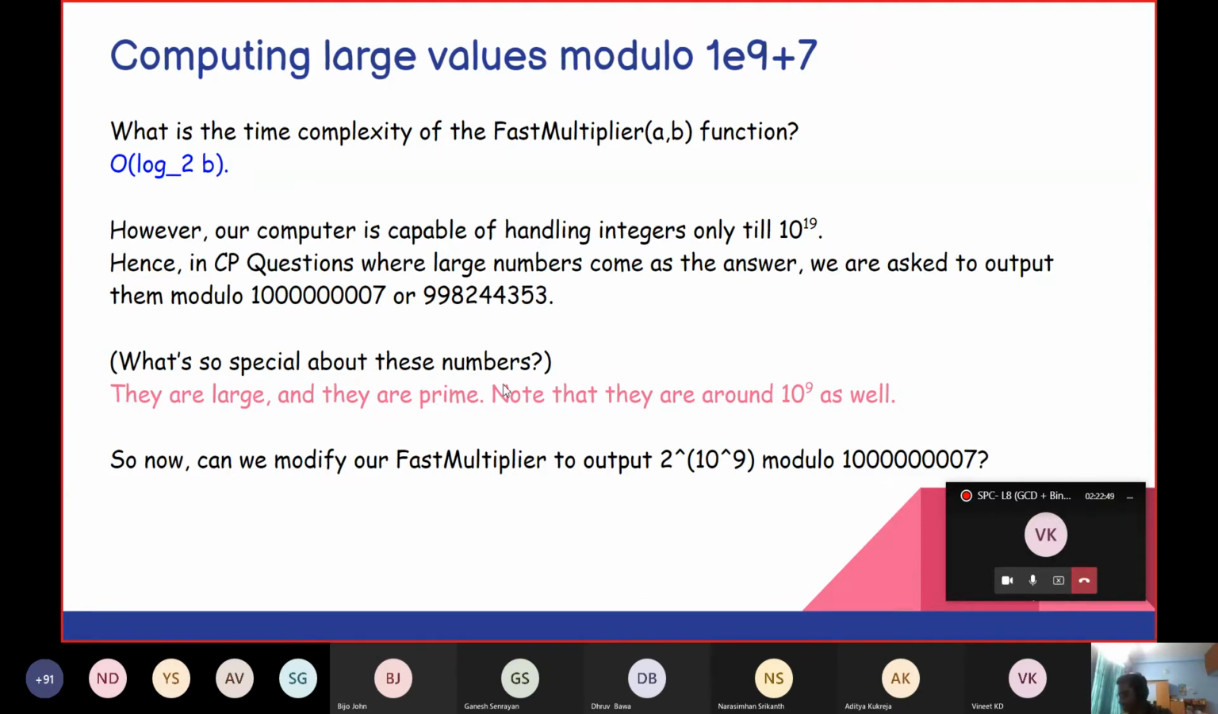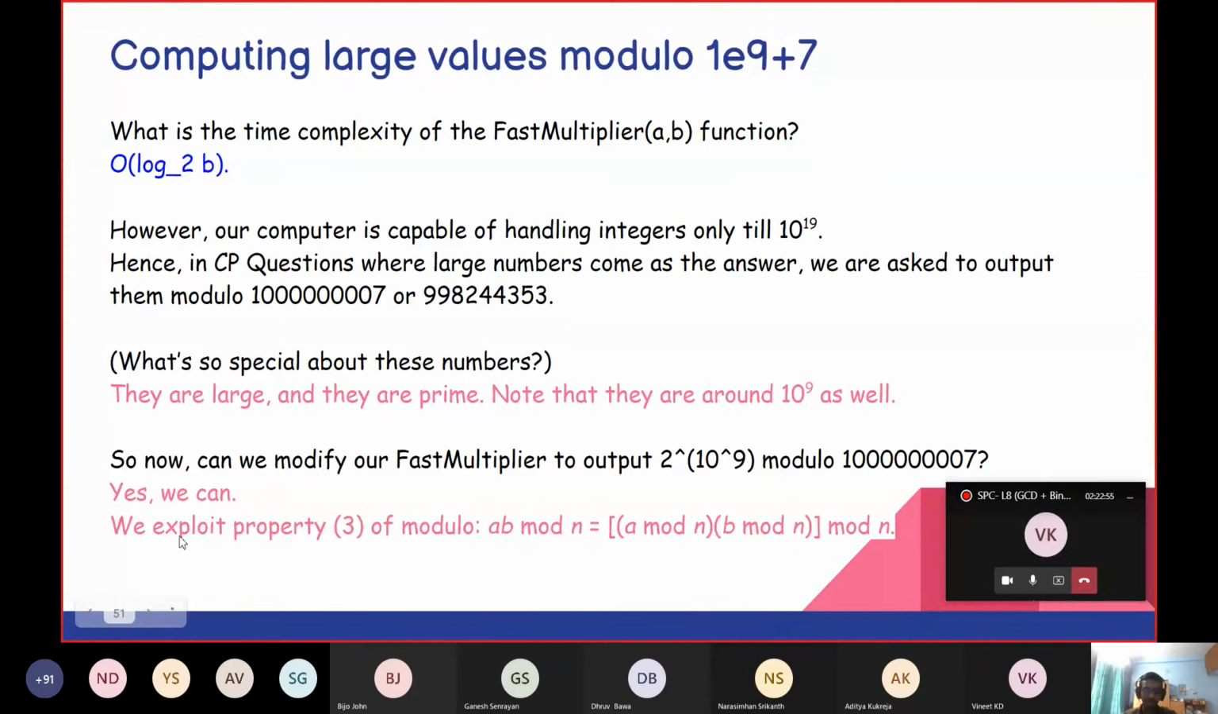Okay, I think everyone has become tired or something. Yes, okay, there's one yes coming in the chat. So yes, you can modify it, and you have to exploit this property to the most. Exploit property 3, which is AB mod n equals A mod n times B mod n, whole mod n. Now, how do I exploit it?